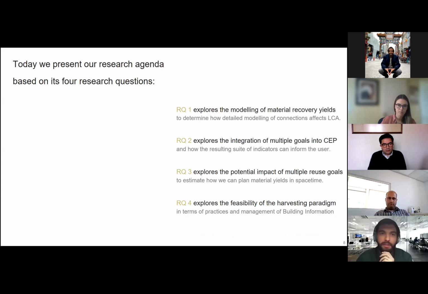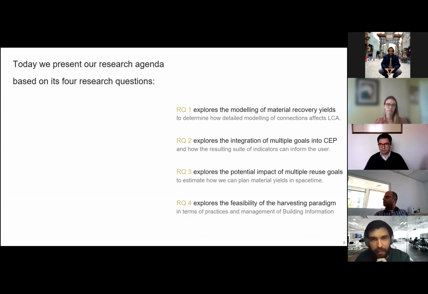So today we want to present our research agenda for this work package, and it's based on 4 research questions. The first question explores the modeling: how do you model with configurations, and how does that impact life cycle assessment? The second question looks into how all these goals combine, because there are many sub goals in circularity, and if you do one thing, does that affect another thing? Does that affect yield of materials?